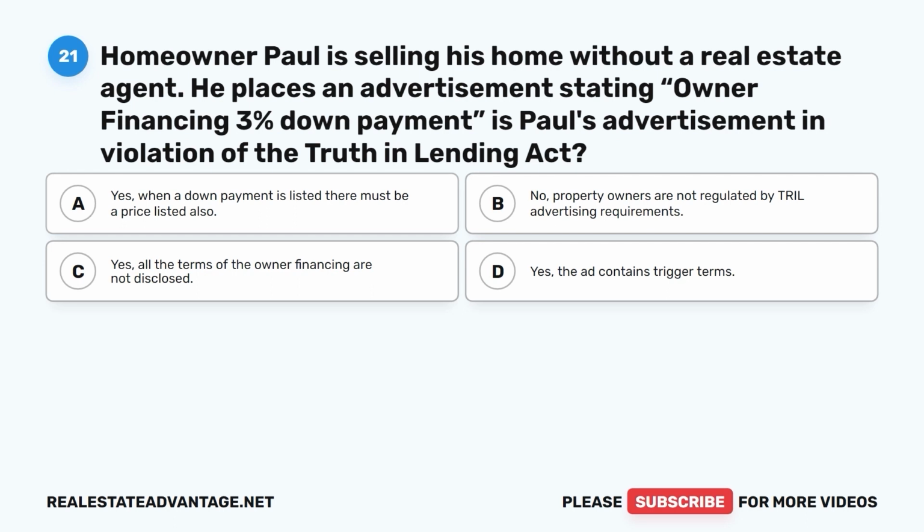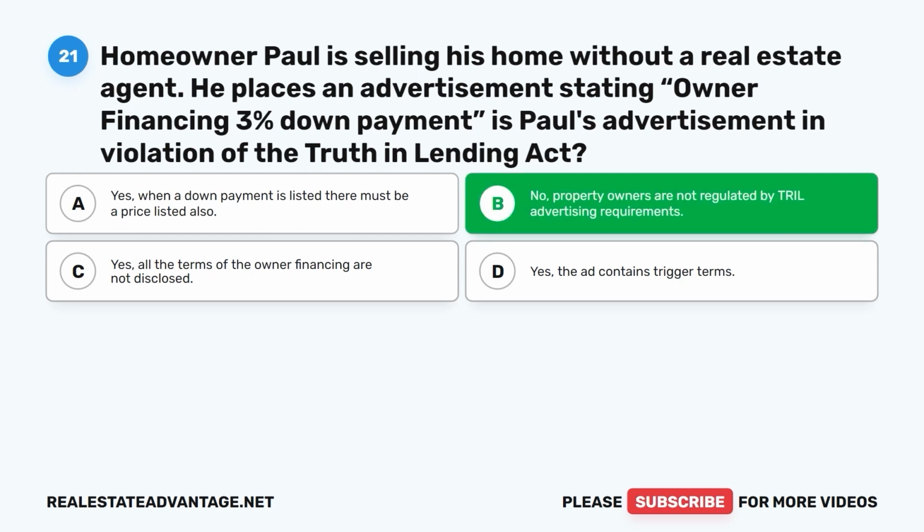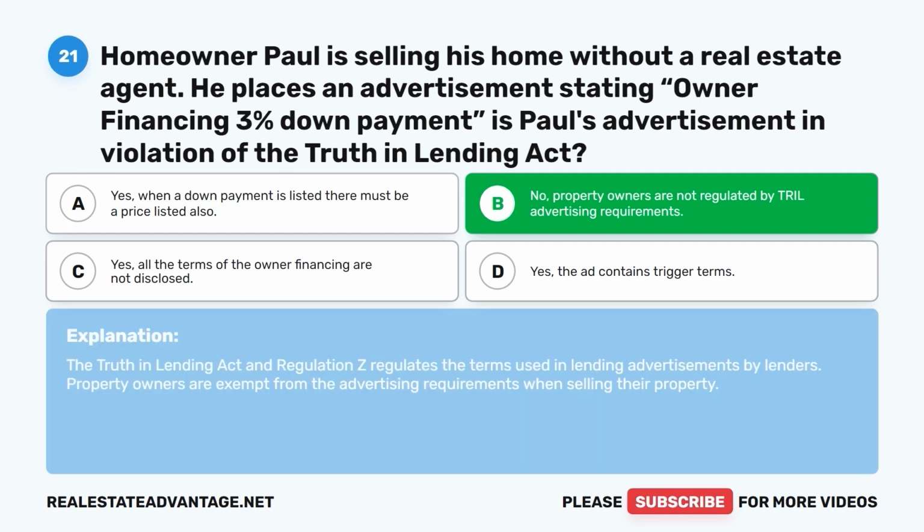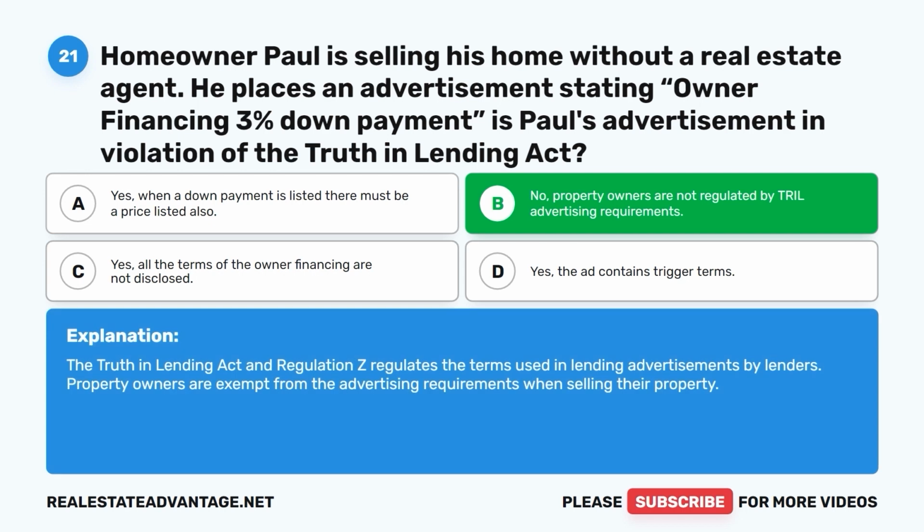The correct answer is B. No, property owners are not regulated by TRIL advertising requirements. The Truth in Lending Act and Regulation Z regulates the terms used in lending advertisements by lenders. Property owners are exempt from the advertising requirements when selling their property.